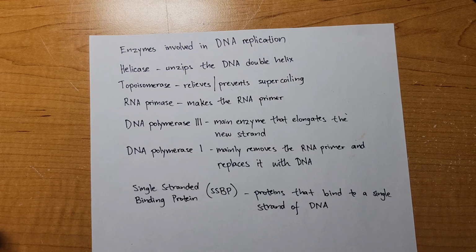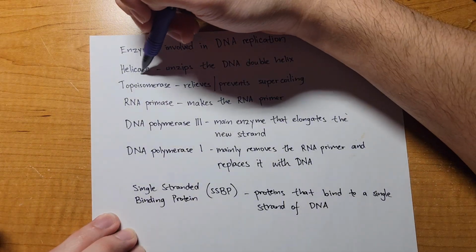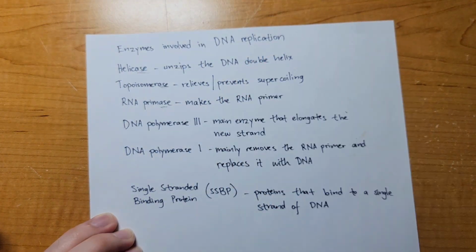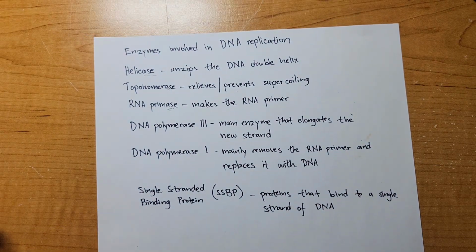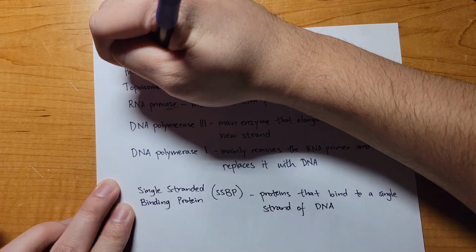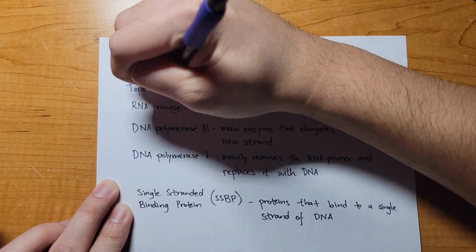So in biology, you can almost always assume this. Every time that you see a word that ends with an ace, like primase, polymerase, topoisomerase, helicase, you can always assume that it's an enzyme. And enzymes are really important because they catalyze a lot of reactions. But for this one, we're just gonna focus on DNA replication.